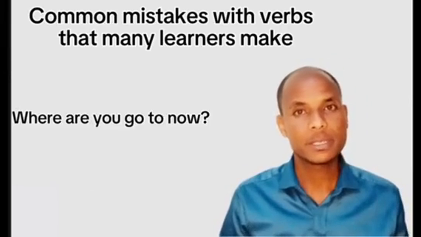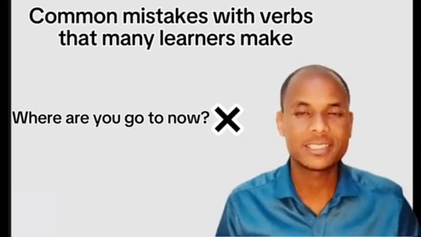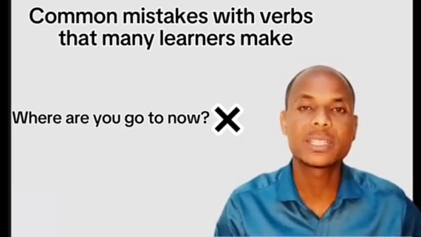Where are you going now? This sentence doesn't give any sense. It is a fragment sentence. It's an incorrect sentence because we use two of the verbs in the sentence.